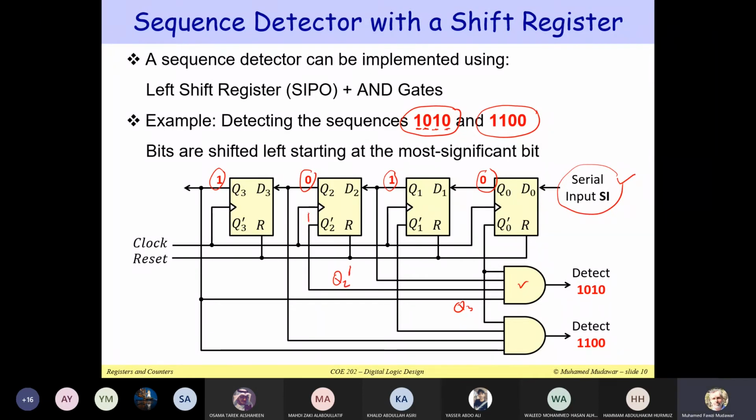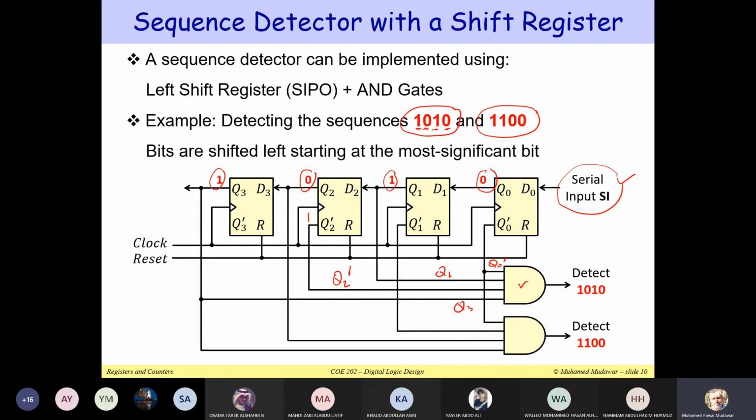Here, this is 1, connect here Q1. And this is 0, connect Q0 prime. So when you AND Q3 with Q2 prime, with Q1, with Q0 prime, then the output will be equal to 1, indicating that we have detected the sequence 1 0 1 0. If you would like to detect a different sequence, all you have to do is change the inputs to this AND gate, and you can generate the output.